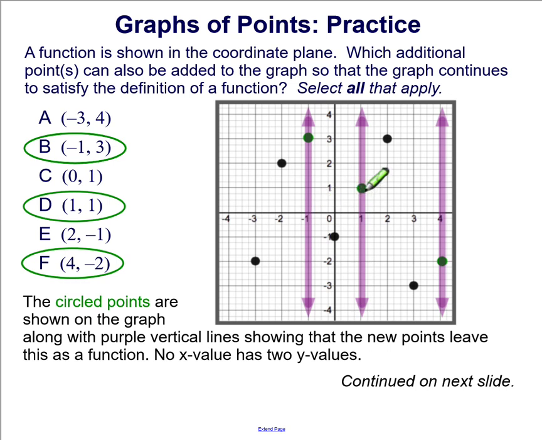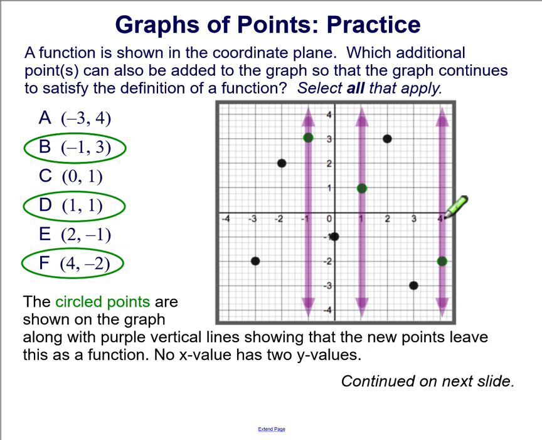When we add 1, 1, again, this also passes the vertical line test. Moving up and down the line, there are no other y values where x equals 1. And finally, for 4, -2, it also passes the vertical line test. There are no other y values when x is equal to 4.